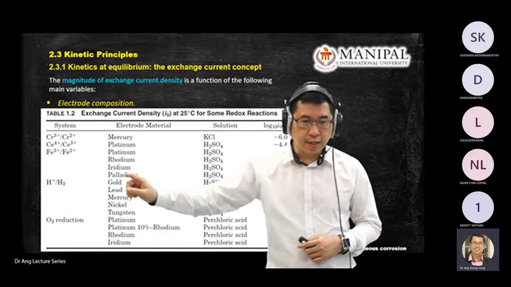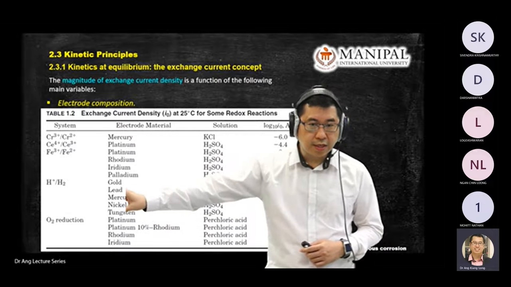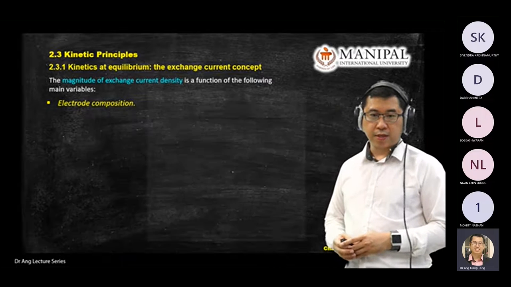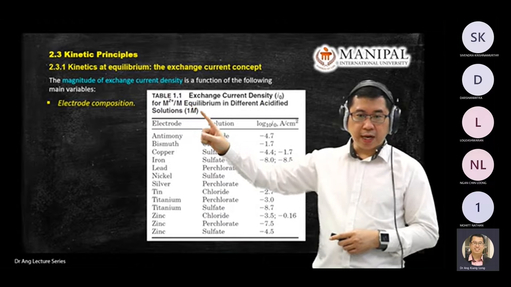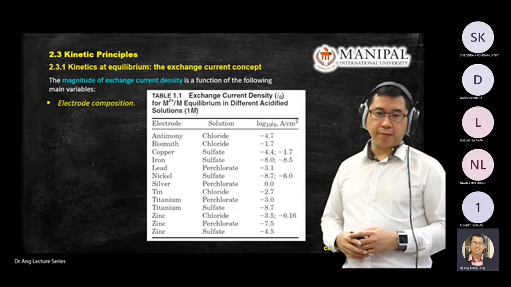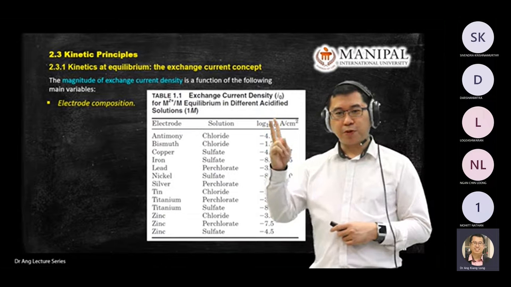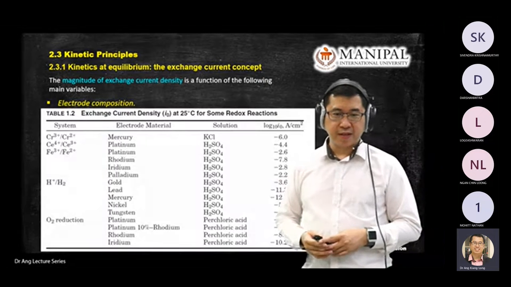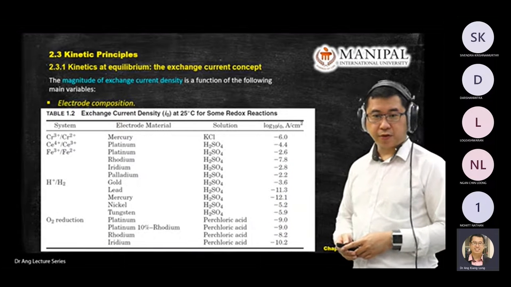And from gold to tungsten is under the system H+ over H2. So just now this table is under M2+ over M. You can say M is an element, and 2 plus means 2 positive charge. Okay, so these are tables that you can refer to. There's a value that you can refer to.